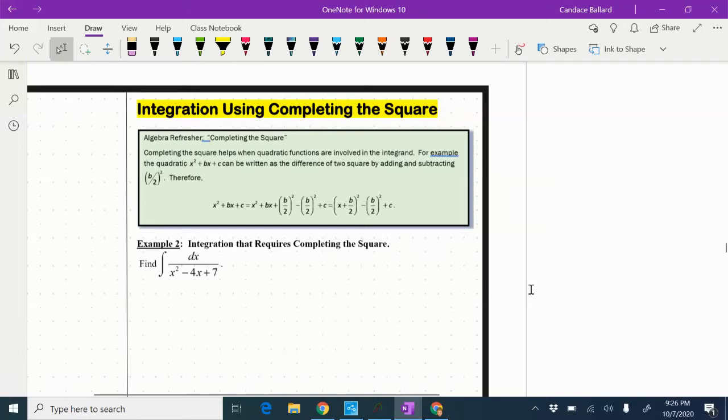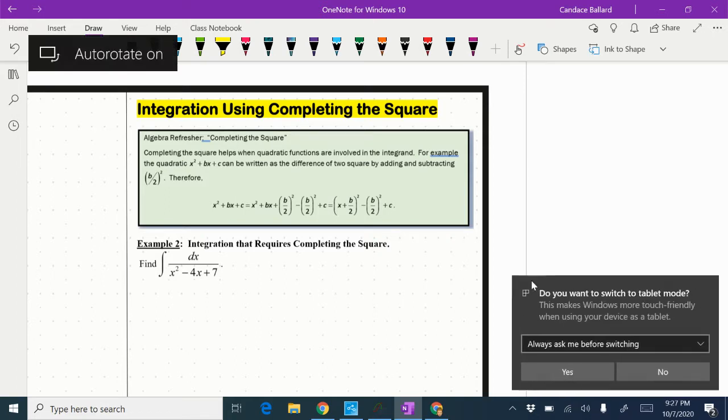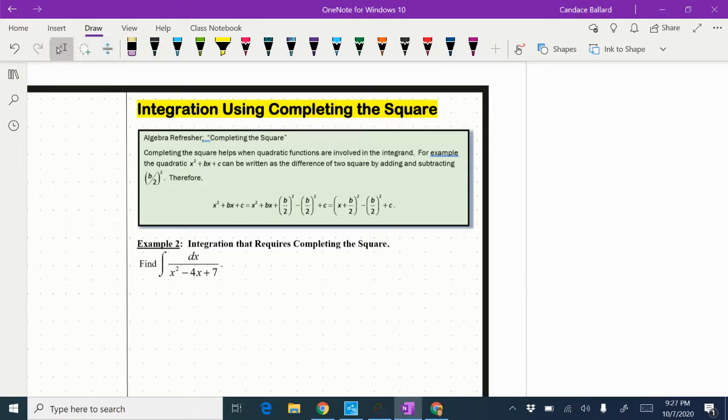So we're going to continue topic 6.10 by looking at integration using completing the square. There's a little box up here. It isn't quite the way that we taught completing the square, but it talks about completing the square. Remember what happens when we have completing the square is that we have some kind of a binomial.